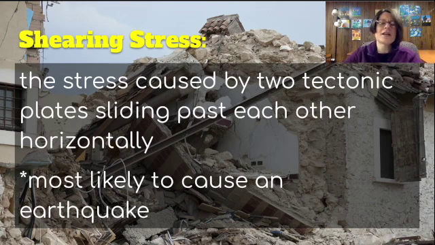This type of stress is most likely to cause an earthquake, and if you look at your tectonic plate map on page 5 and you look in California, there is what is called a transform boundary. This is where you have movement like this, and we know that in California there are a lot of earthquakes, and so there is this shearing stress that occurs along the San Andreas Fault that causes all of those earthquakes out west.